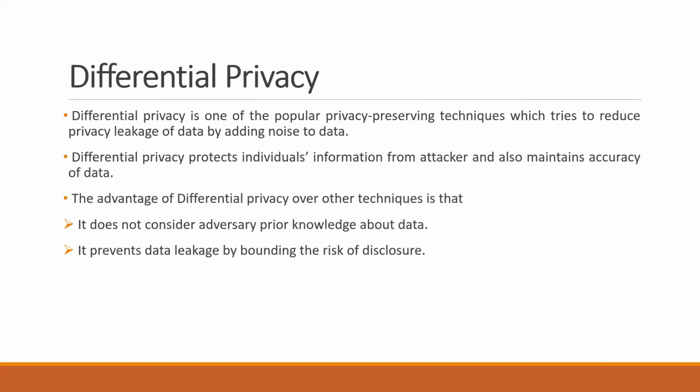Then for overcoming the drawbacks of these algorithms, we have differential privacy, which is another popular algorithm. It basically tries to reduce the privacy leakage of data by adding noise to the data. So differential privacy adds noise to the result of the query, and it does not assume anything about the background knowledge the adversary has about the data, and it also does not divide the data into different sets of attributes. It prevents data leakage by bounding the risk of disclosure.